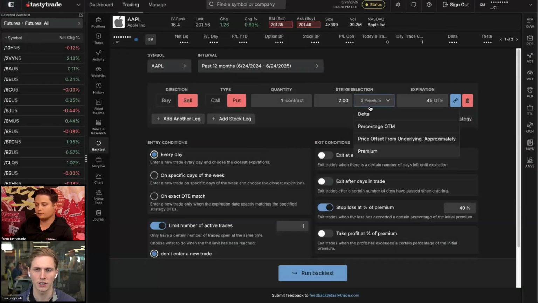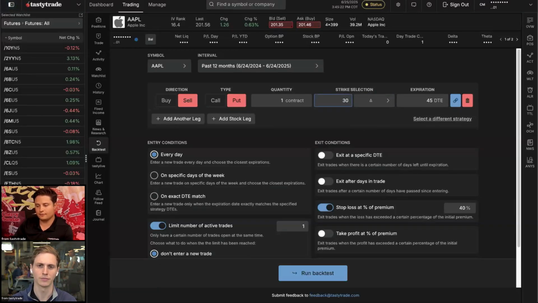Again, personally, I usually just stick to the deltas. In this case, let's just do 30 deltas. Pretty standard. You're able to collect quite a bit of premium and you're still getting that slightly bullish look. And it's still going to get you a decent amount of profit for the amount of risk that you're putting into the strategy. Absolutely.